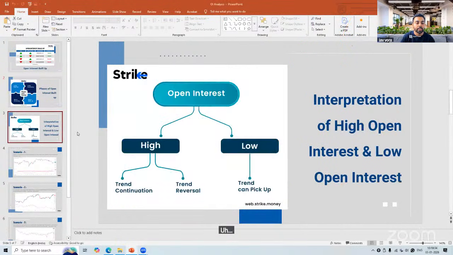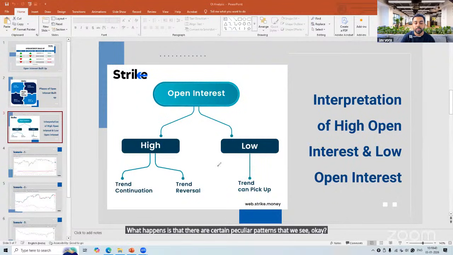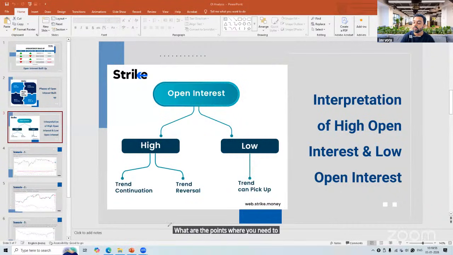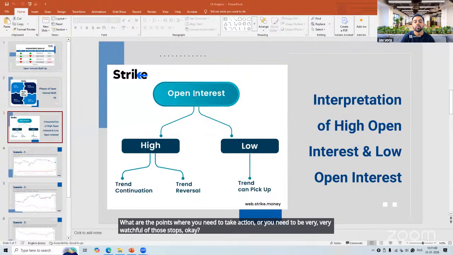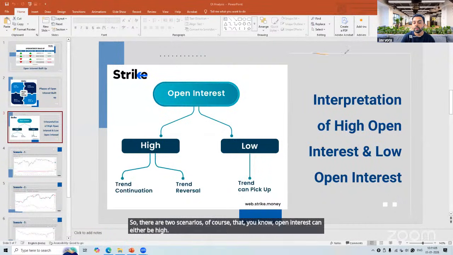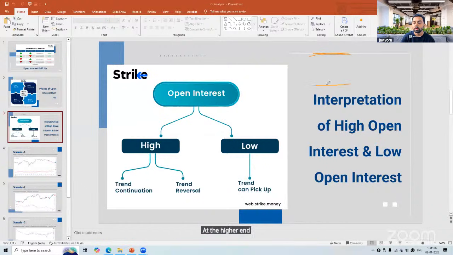Now one more thing, open interest. There are certain peculiar patterns that we see. This slide shows the points where you need to take action, or be very, very watchful of those stocks. There are two scenarios, of course: open interest can either be high, at the higher end of the range, or at the lower end of the range.